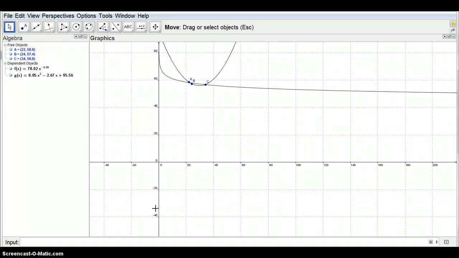I hope that helps. I want you to use this to think about the limits, the question that you're being asked for this assignment, and also to think about it in terms of when you do roller coaster curves.